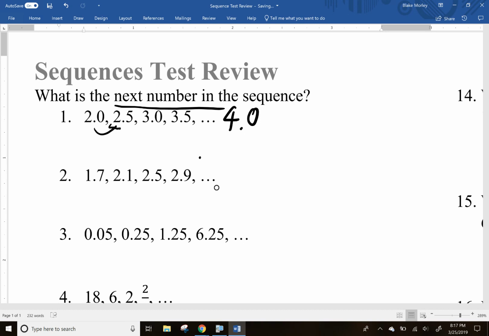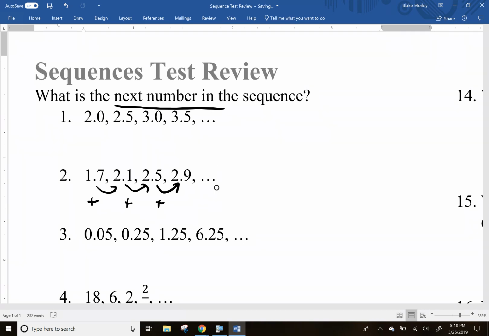So now let's look at the next sequence. The next sequence we have is 1.7, 2.1, 2.5, and 2.9. So the question is, what are we doing here? What is the pattern that I see? Now, it might not be too easy right off the top of your head to identify what's going on here, but if you want to test some theories, here's what you can do. If it's an arithmetic sequence, meaning that you're adding the same number here every single time, but we don't know what that number is.